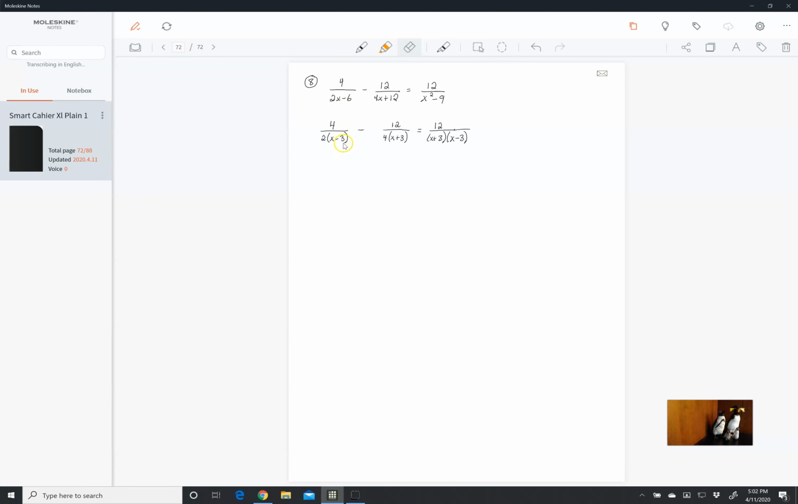So we look here and we say, what do the other denominators have that this one doesn't? Well, this has a 4, this only has a 2. So we're missing a 2, right? 2 times 2 is 4, so we're missing a 2. This one has an x plus 3, this one doesn't. So we know that we have to multiply by 2 times x plus 3.